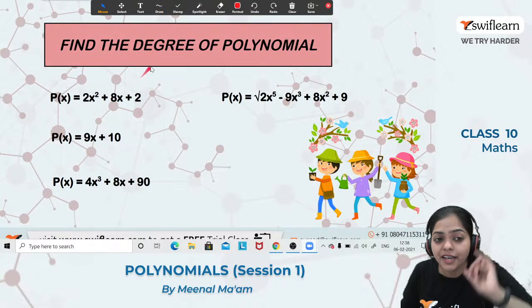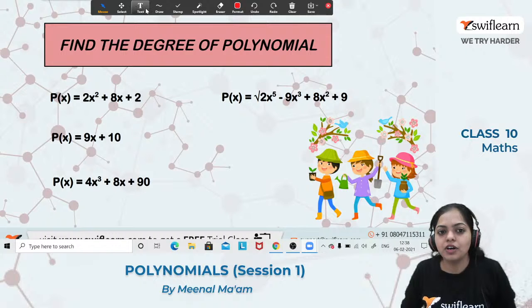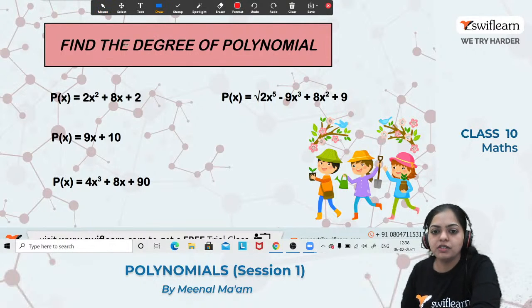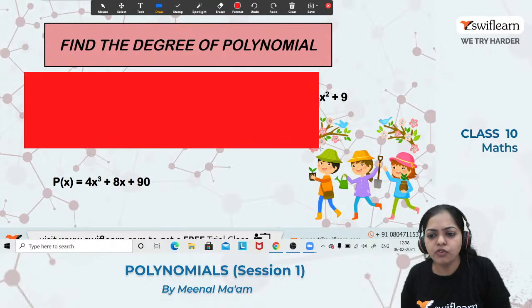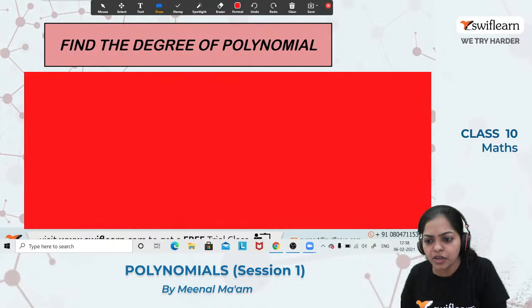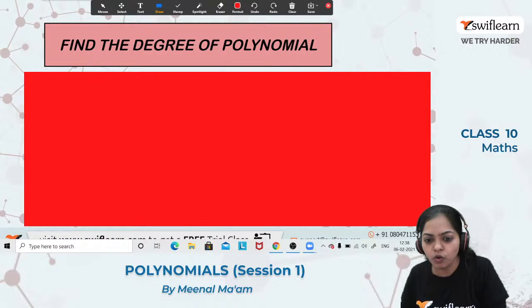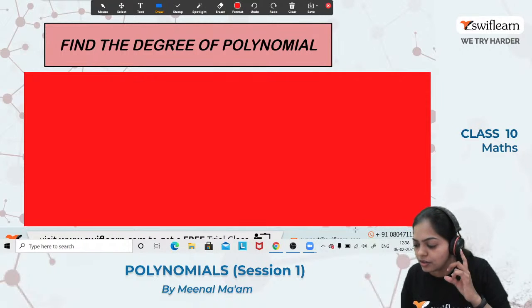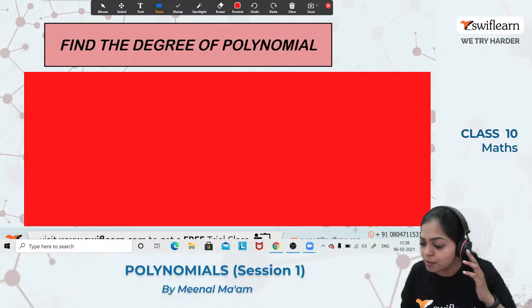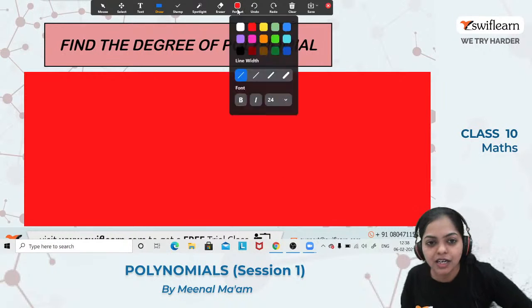And what does the next slide say? Find the degree of a polynomial. Alright, so let's move on. What is the meaning of the degree of a polynomial? Before that, does anyone know what the meaning of the degree of a polynomial is? Anyone wants to share? According to you, what is the meaning of the degree of a polynomial? Anyone wants to tell me? Just tell me in the comment section.